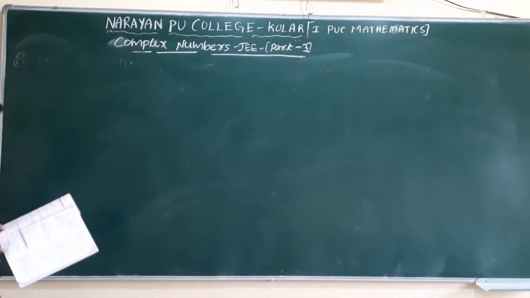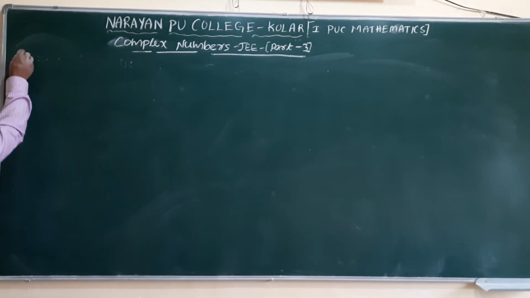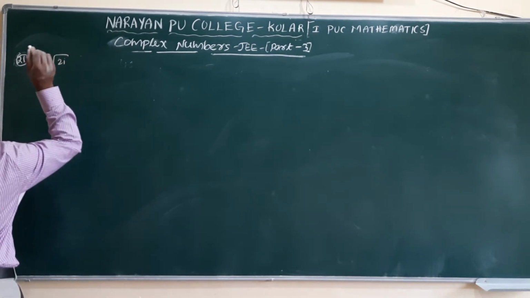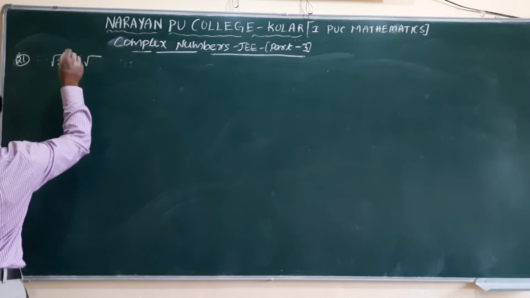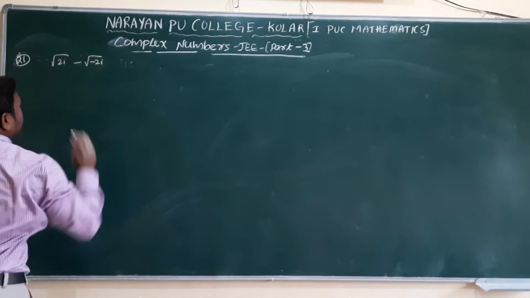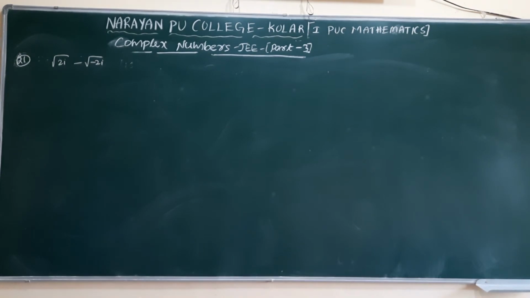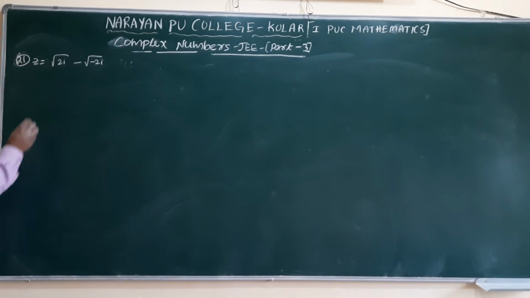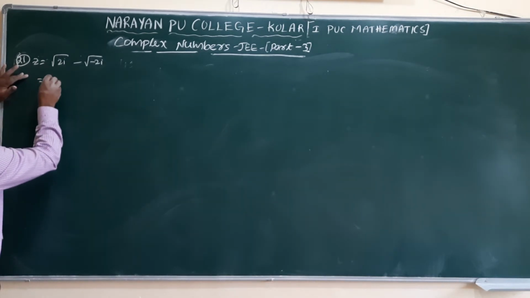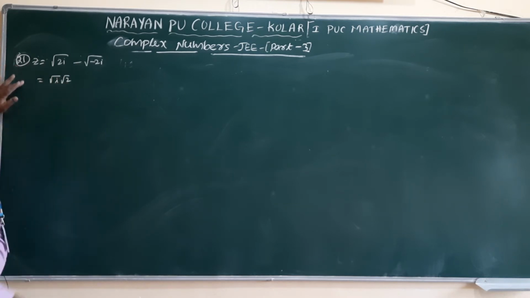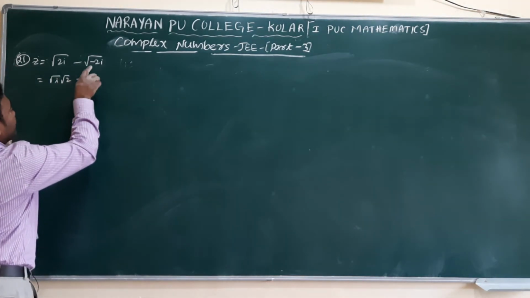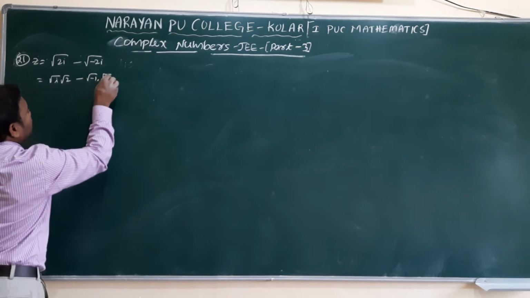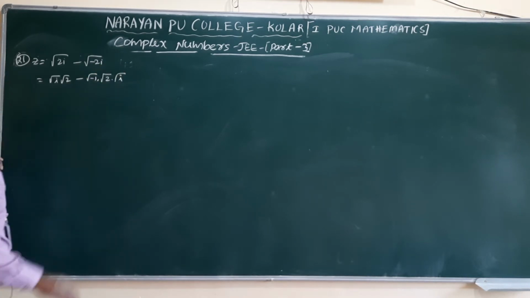Next question number 21. The modulus of square root of 2i minus square root of minus 2i is, we have taken here z as the complex number like this. Here it can be written as square root of i into square root of 2 minus square root of minus 1 into square root of 2 into square root of i.